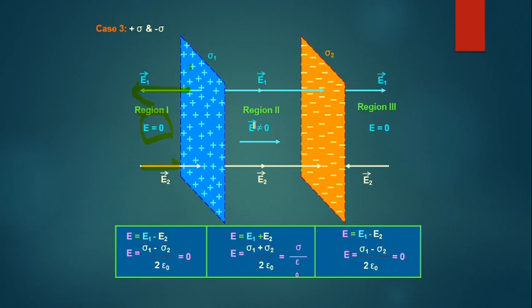In between the plates, the electric field due to the first plate is along this direction. The other is negative, so the field is toward the negative charge. So both have the same direction, and the net field is sigma 1 plus sigma 2 divided by 2 epsilon naught. They are equal, so this is 2 sigma over 2 epsilon naught. The 2s get cancelled, giving sigma divided by epsilon naught. In the third region, electric fields E1 and E2 are opposite in direction, so the net electric field is 0.